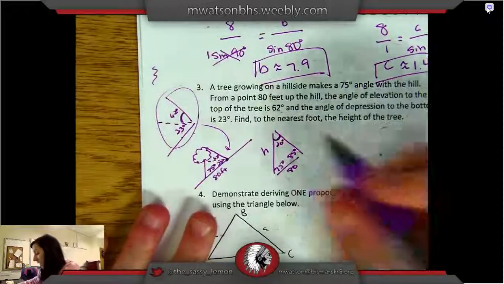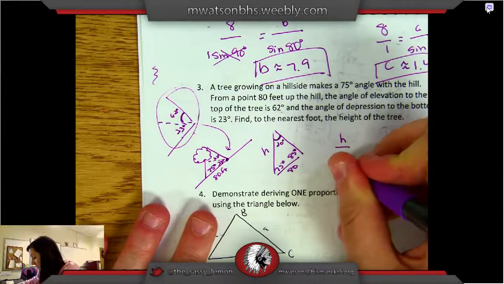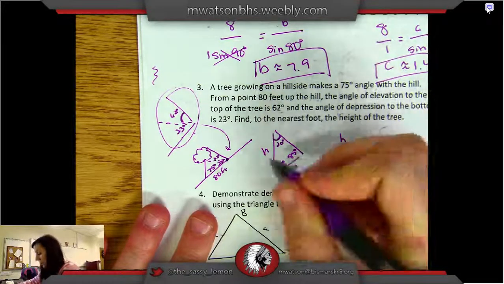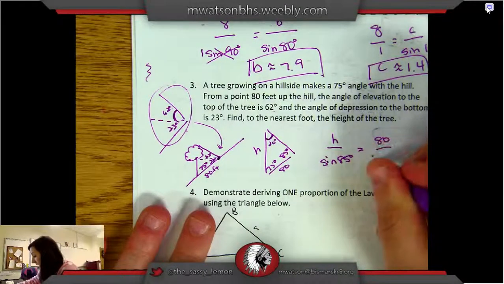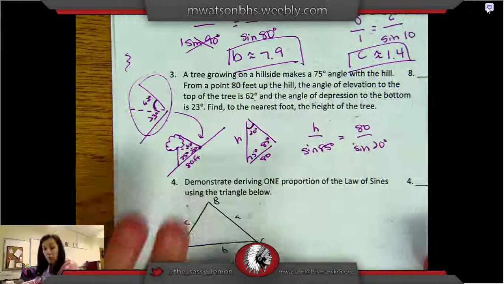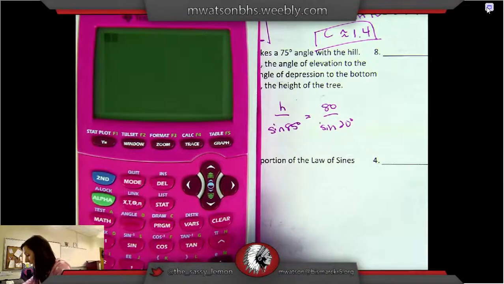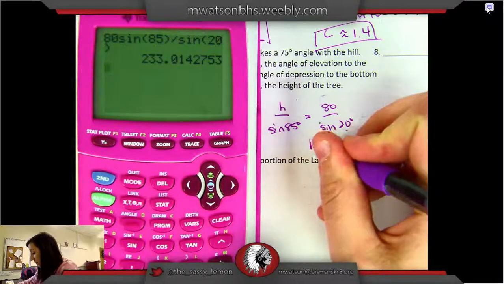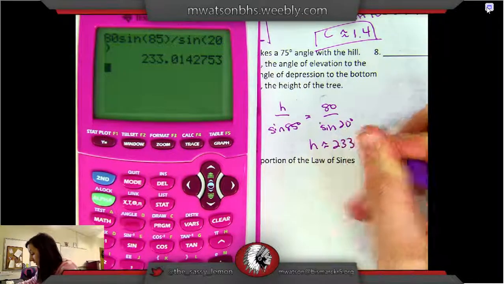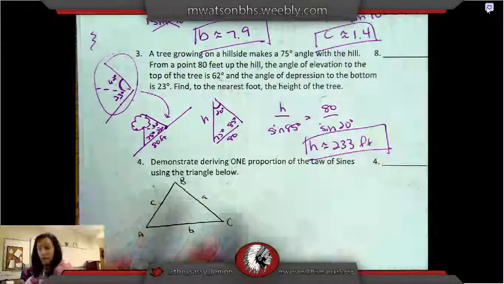And so now I need to find h. h over sine of 85 is going to be set equal to my known ratio, 80 over sine of 20 degrees. And now I'm going to cross multiply and divide. So I've got 80 times sine of 85 divided by sine of 20, and I get h is approximately 233 feet tall. And there you have it.